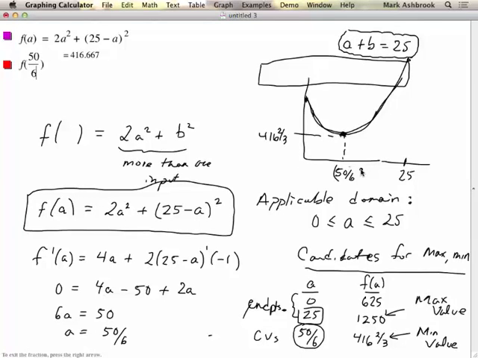Chain rule, right? Because you're a master of the derivatives. You know that by the chain rule, you have to multiply by the derivative of the inside. You knew that. All right, other questions? All right, let's do another one.